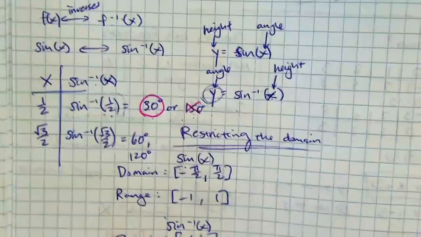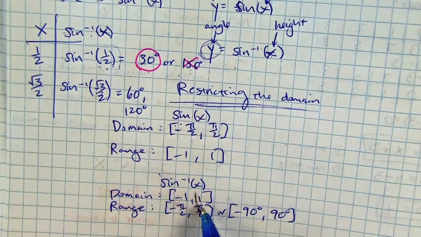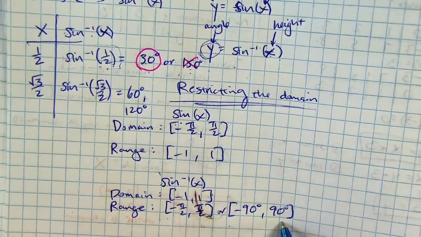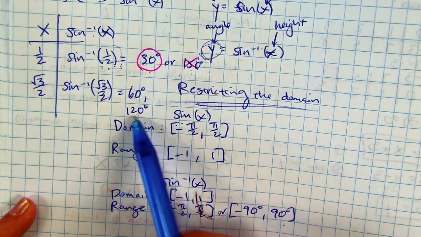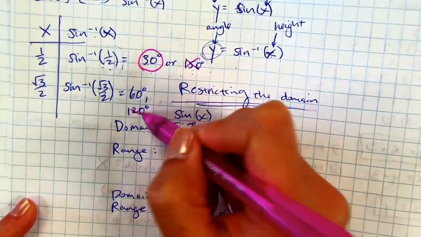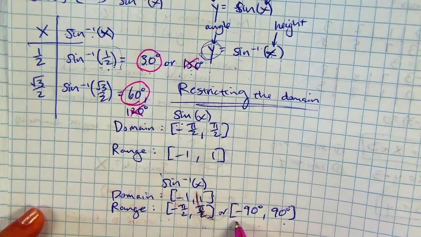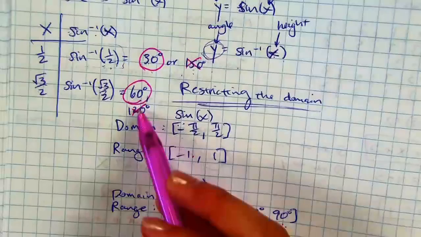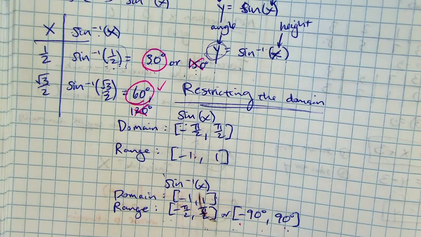Well, taking a look at my domain and range, my domain is negative 1 to 1, and that's okay, because root 3 over 2 is between negative 1 and 1. But my range here can only be from negative 90 degrees to 90 degrees. So which one fits in that interval? Well, 120 is too big. It's past 90 degrees, so I don't want that 120. Do I want that 60 degrees? Well, 60 degrees fits inside, is greater than negative 90 degrees, and it's less than 90 degrees. So 60 degrees is great, and that is going to be my inverse value of root 3 over 2.